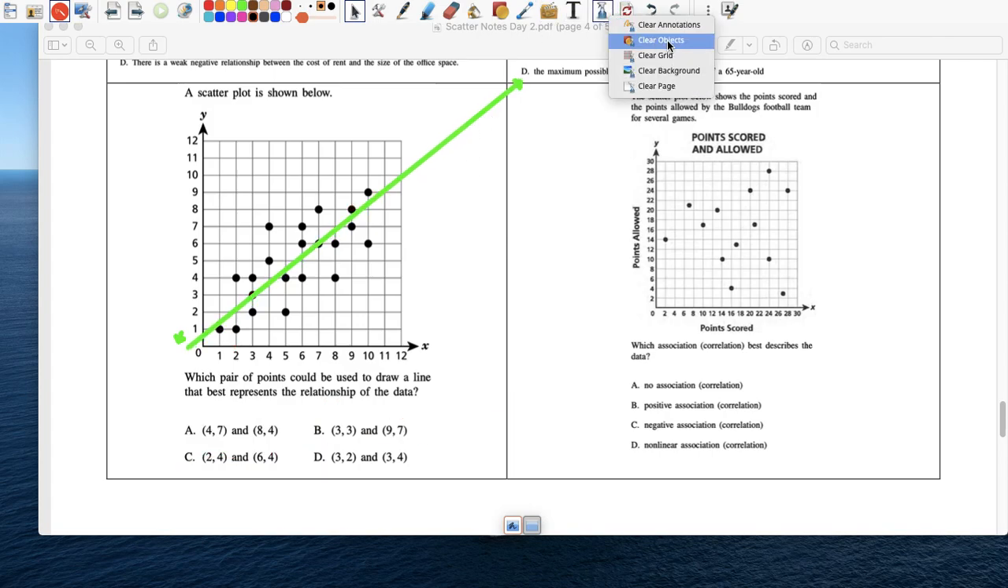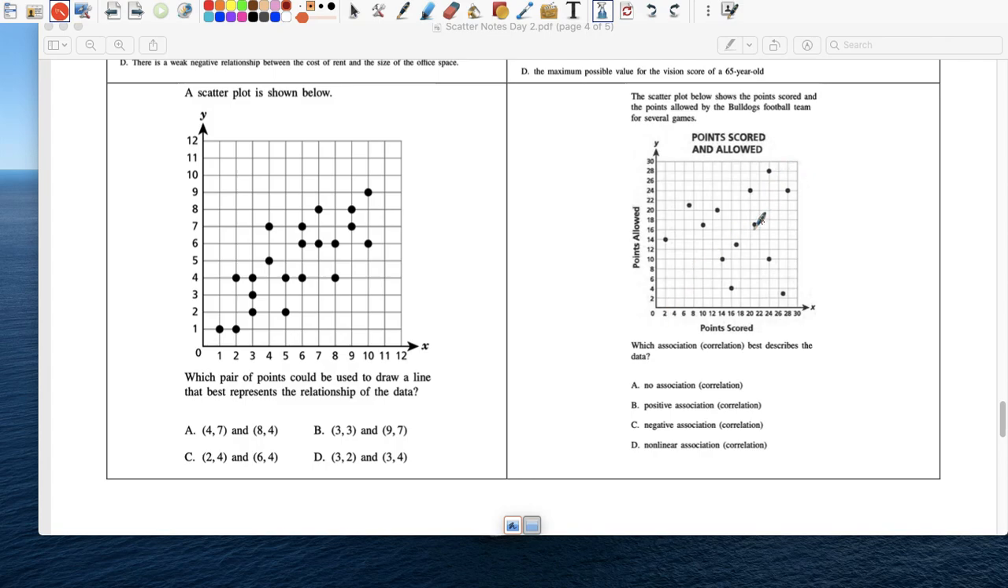Last question, if I can read it. The scatter plot below shows the points scored and the points allowed by the Bulldogs football team for several games. Which association or correlation best describes the data? I don't know. When they score 2 points, they allow 14. When they score 8 points, they allow 21 points.